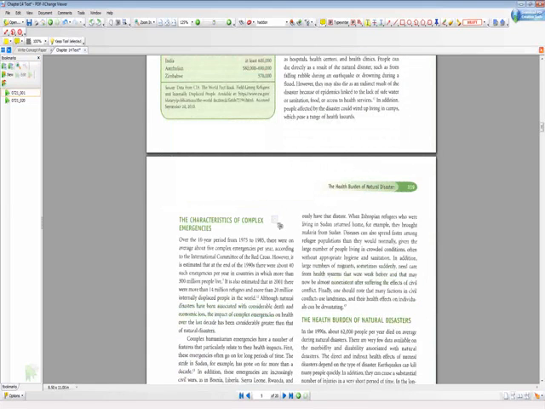Next, we want to talk about the characteristics of complex humanitarian emergencies.